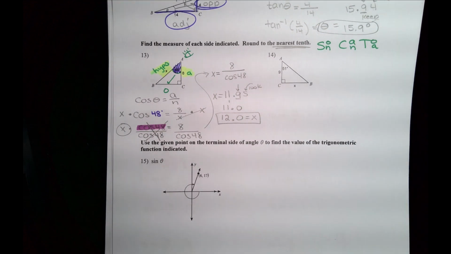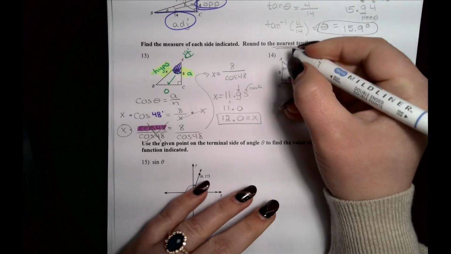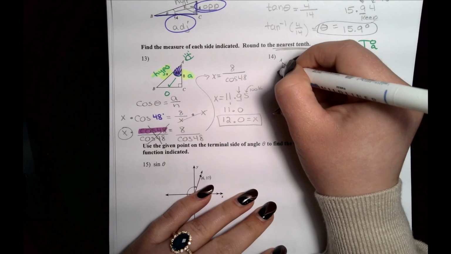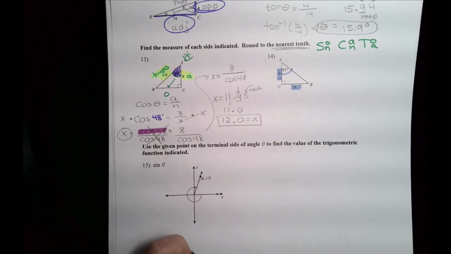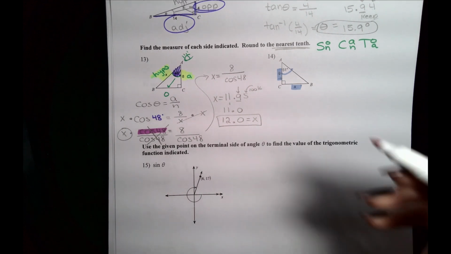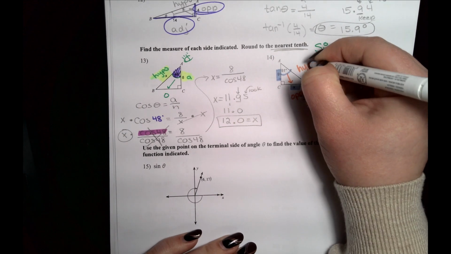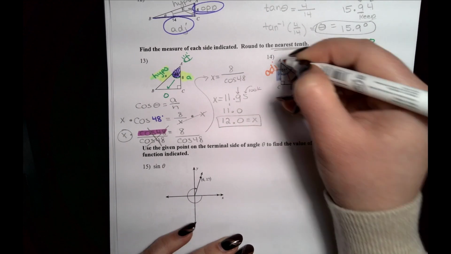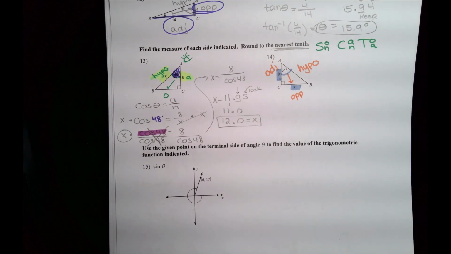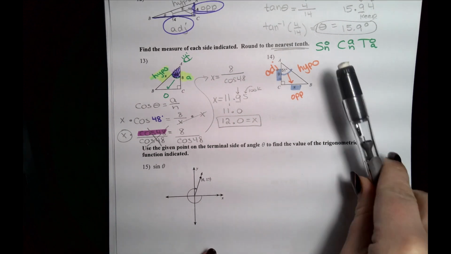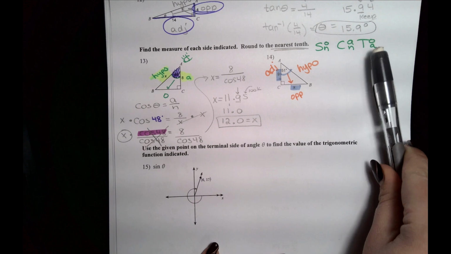Moving on to 14 again. 14 is asking for a side. They are giving you the angle. They are giving you two sides. One of them is unknown. One of them is provided. This is your eyeball. This is your opposite, your hypotenuse, and your adjacent. That means that you are going to be using a specific ratio, sine, cosine, or tangent.